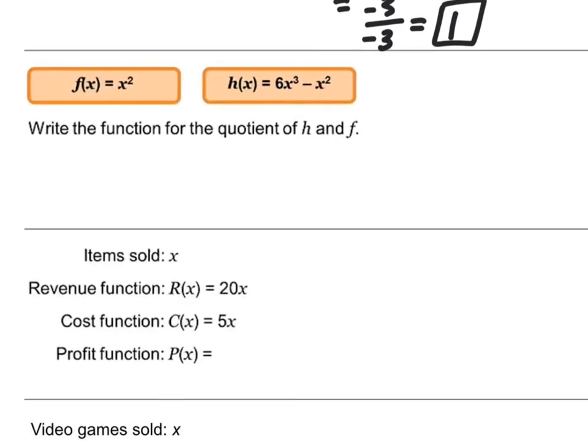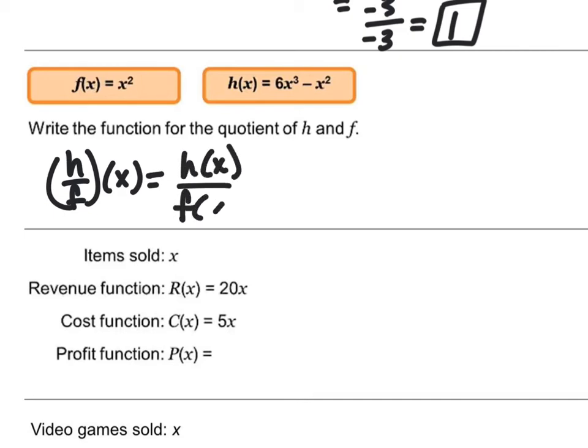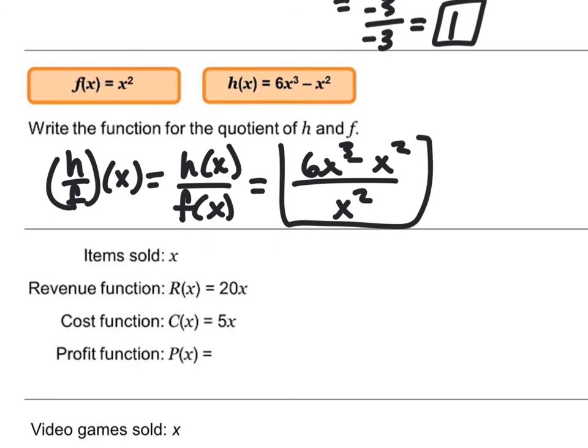Now on this one, it says you've got this function f and function h. It says write the function for the quotient of h and f. So they're really just asking for h over f of x, which is me taking the function h of x and dividing by the function f of x. So let's go ahead and plug those in. H of x is 6x cubed minus x squared, divided by f of x, which is just x squared. And that's it. That's all I want.